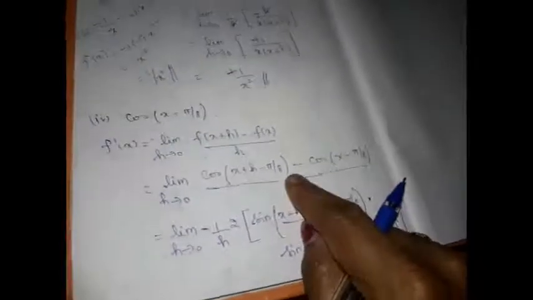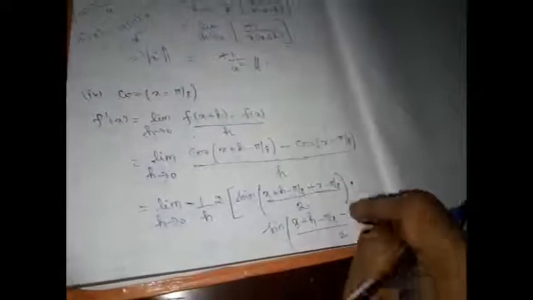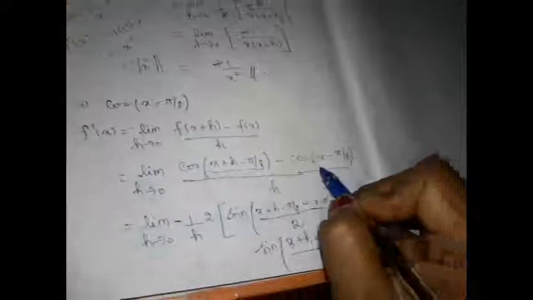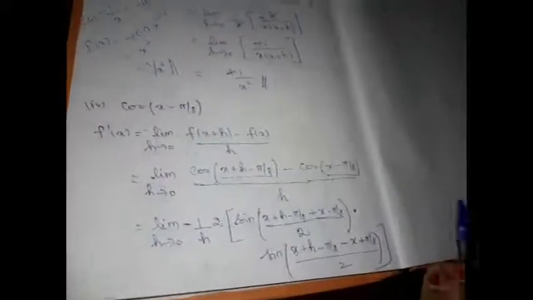Hope you understood. The formula is cos a minus cos b, which is nothing but minus 2 sin (a plus b) by 2 into sin (a minus b) by 2. This is our a and this is our b, right? Now if we simplify, what will happen?